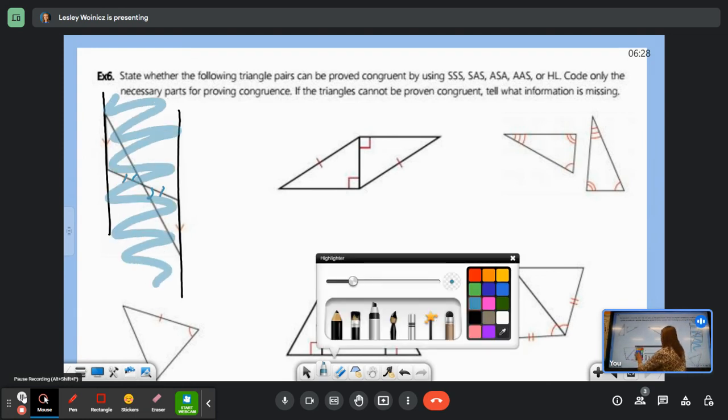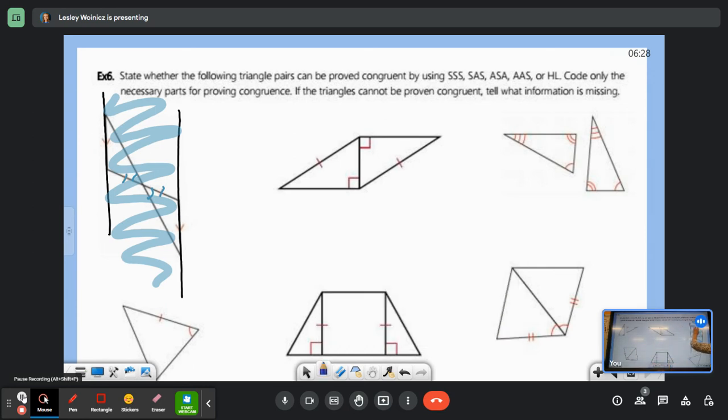Okay, and then I'm going to look for some alternate interior angles in my triangle. So I have a pair right here. So looking at this, it looks like I have angle, angle, side. And over here, I also have angle, if I can read my own writing, angle, side. So these are congruent by angle, angle, side.